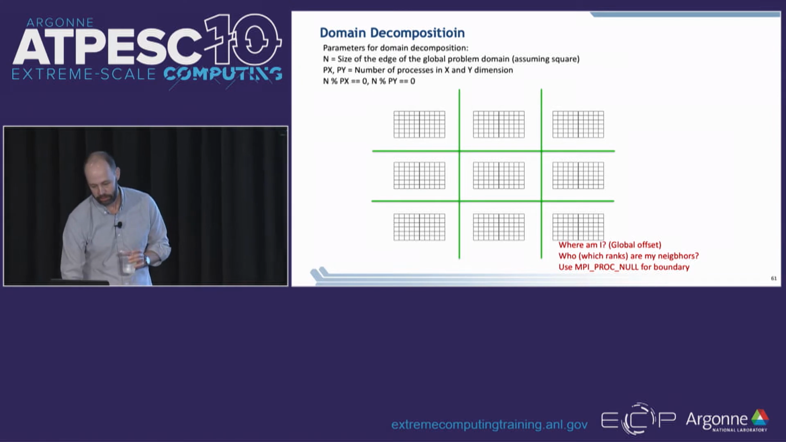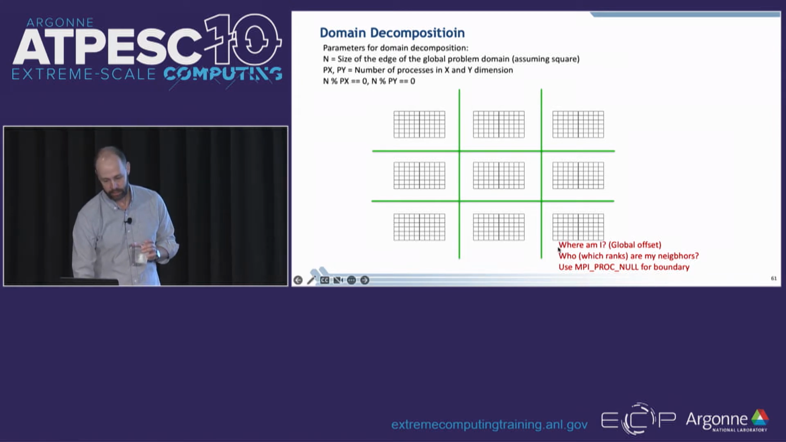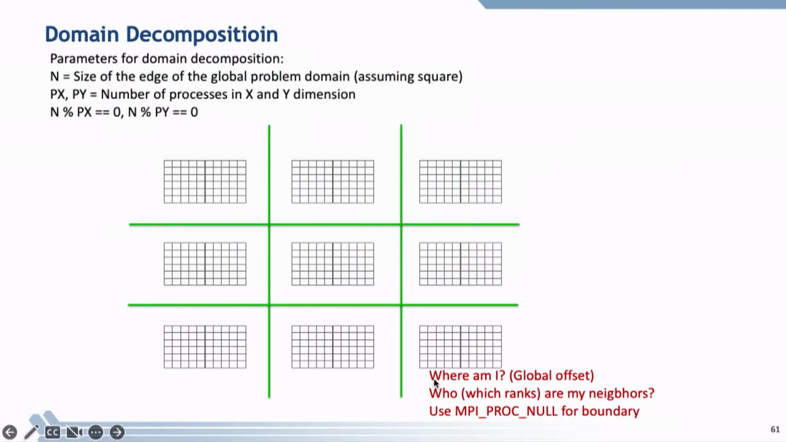So in the domain decomposition, each process is going to start, and they're going to need to figure out, where am I? Where in the global mesh am I supposed to be working?